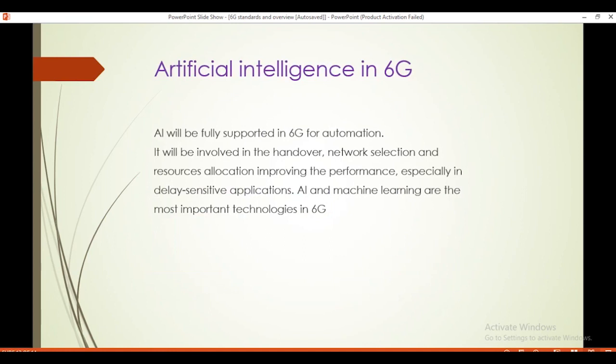Here we are talking about the artificial intelligence in 6G. In 6G, it will depend on how we use artificial intelligence in a lot of sectors. AI will be fully supported in 6G for automation. It will be involved in the handover, network selection, and resource allocation, improving the performance, especially in delay-sensitive applications. AI and machine learning are the most important technologies in 6G. Also, machine learning will be used for prediction.